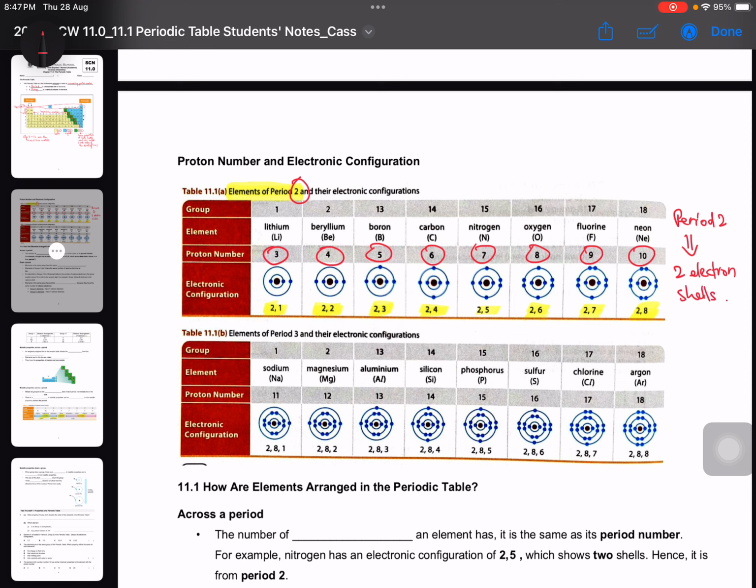2, 1, 2, 2, 2, 3, all 2 numbers only. So 2 shells. Okay, so that's what a period can tell you.